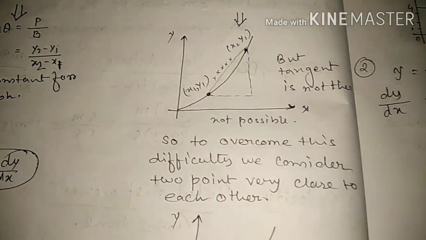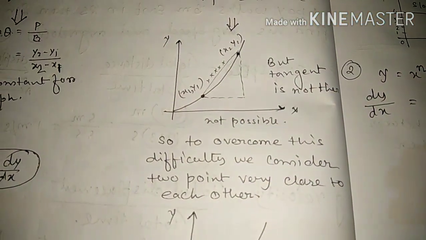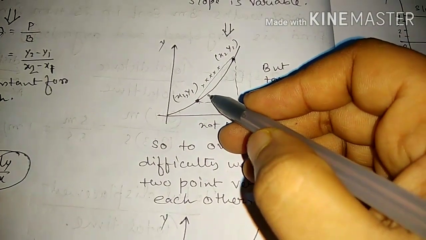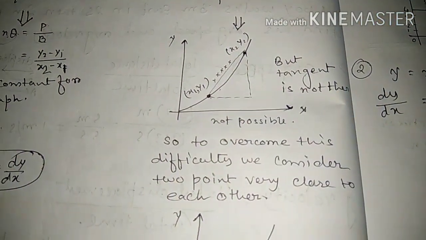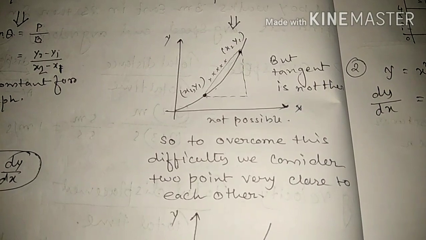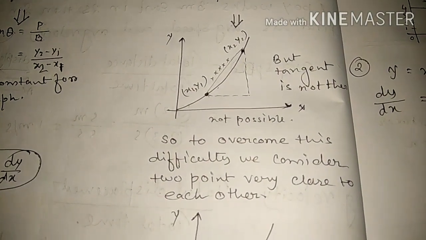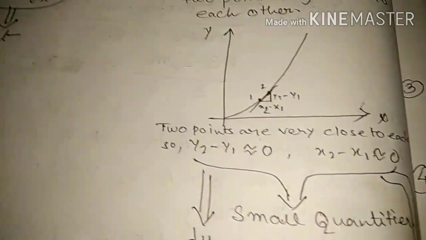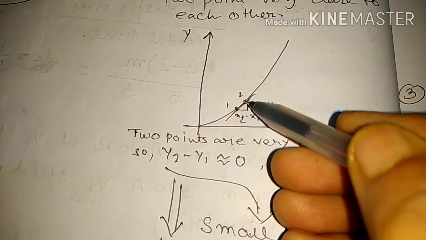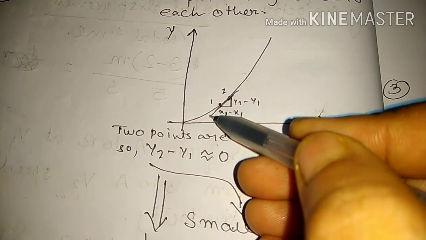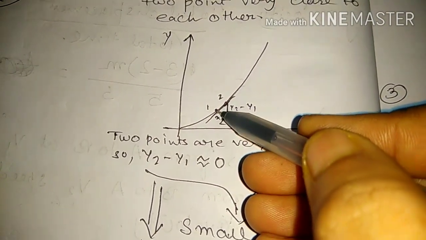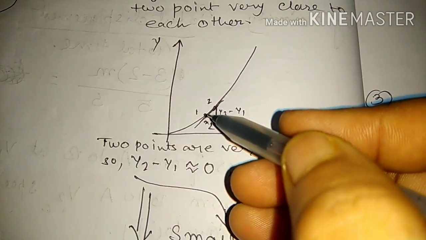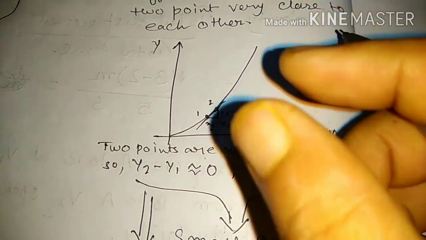So to overcome this difficulty, how do we calculate the slope for this graph? We consider these 2 points to be placed very close to each other. Then if we draw a tangent, that tangent passes through those 2 points easily. Okay, like this way. Now we consider point 1 here and point 2 here. If we draw a tangent over there, this tangent passes through these 2 points easily. So now these 2 points are as a straight line.